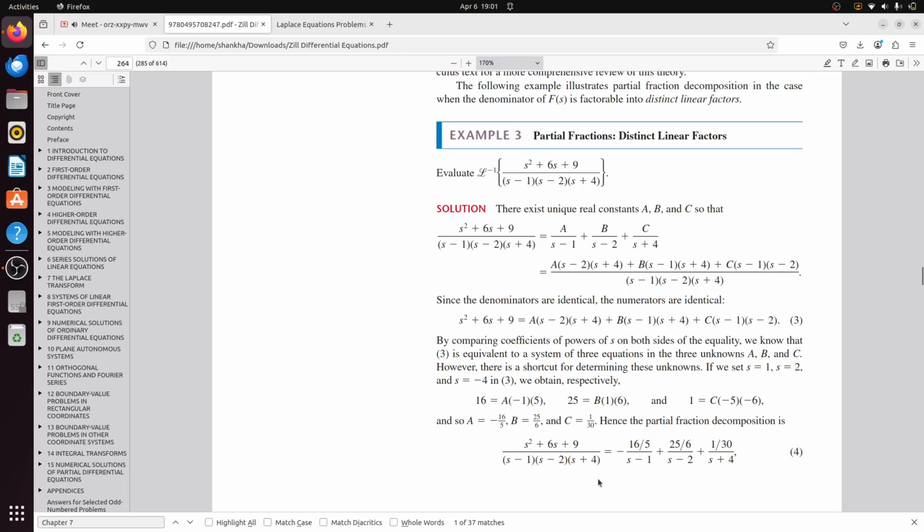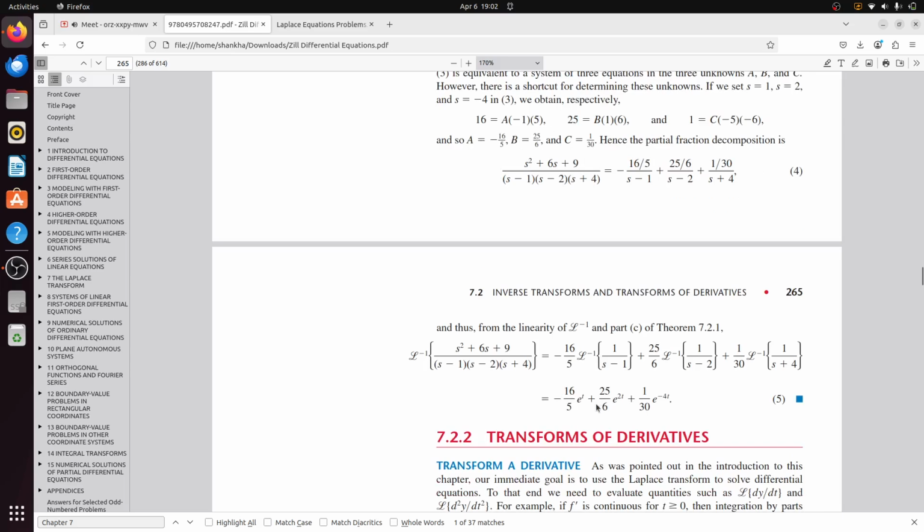Then if you take the inverse Laplace transformation by the linearity property, this will be minus 16 by 5 e to the power t plus 25 by 6 e to the power 2t plus 1 by 30 e to the power minus 4t. This will be the answer.